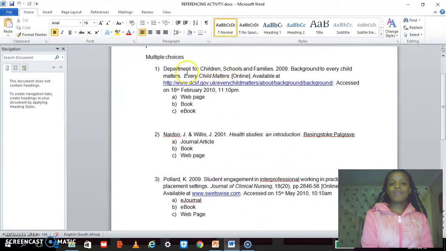Referencing is the Department of Children, Schools and Families, 2009. Background to Every Child Matters. Every Child Matters online, available at the website. Access date. So which one is it? Is it a web page? Is it a book? Is it an ebook?